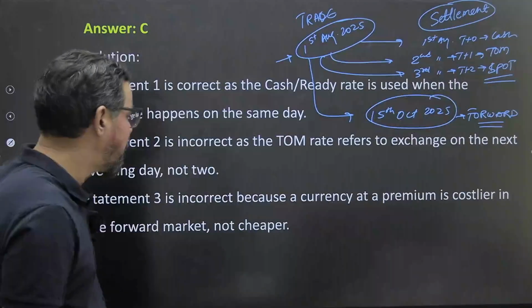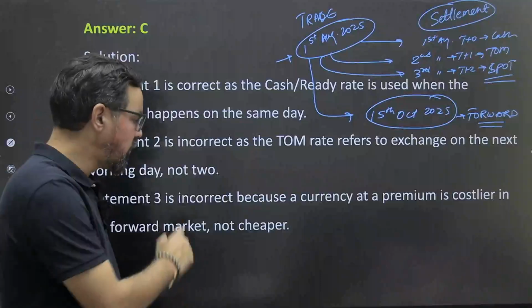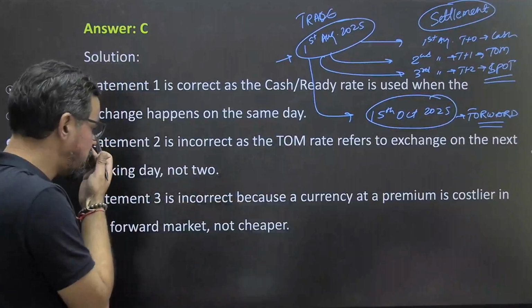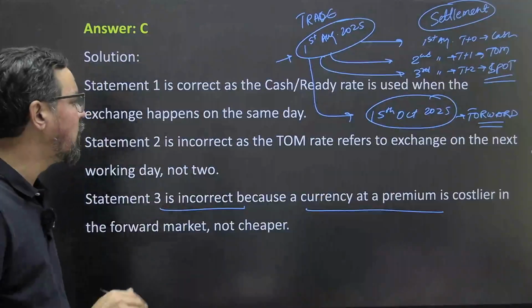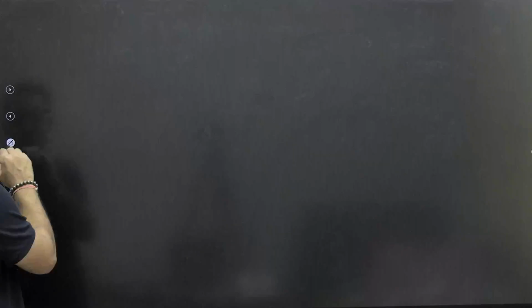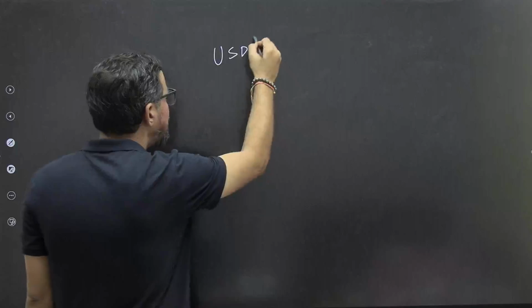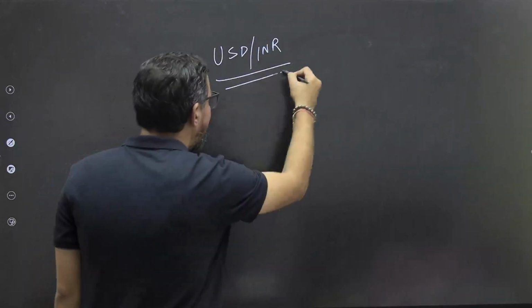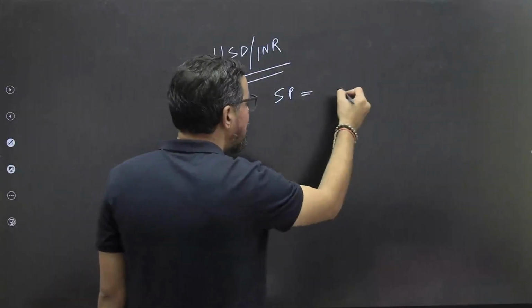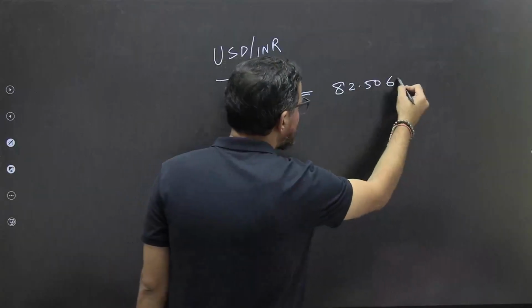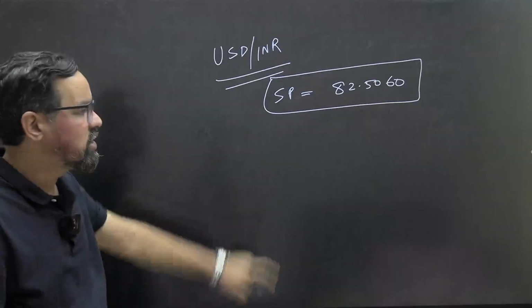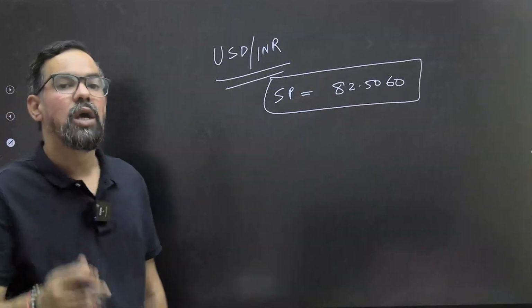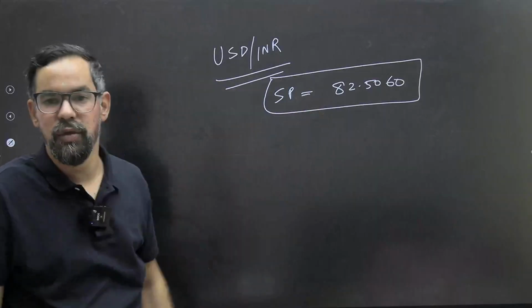The other one is the currency's premium and others. We'll discuss this with the next question. There is one similar question. It is incorrect, because a currency at a premium is costlier. Let me give you an example. Suppose USD INR, and the spot rate is 82.5060. Let's assume this is the current direct quotation in the market, which is 82.5060, meaning for $1 you need to pay this much INR.